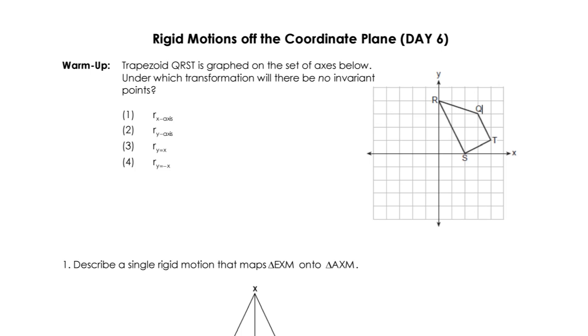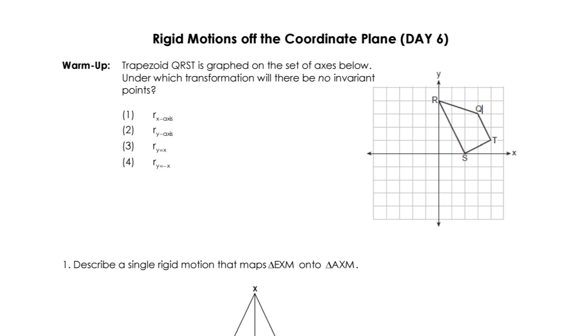Hey guys, we're on Unit 4, and this is day 6, and we're talking about rigid motions off the coordinate plane today. So in our warm-up, it says we have a trapezoid, QRST, graphed on the set of axes below, and they want to know which transformation will have no invariant points. Okay, and the first one is talking about the x-axis.